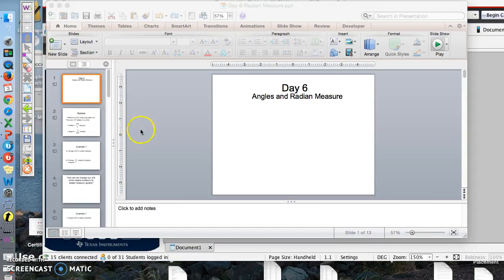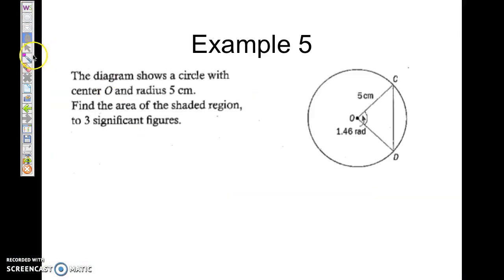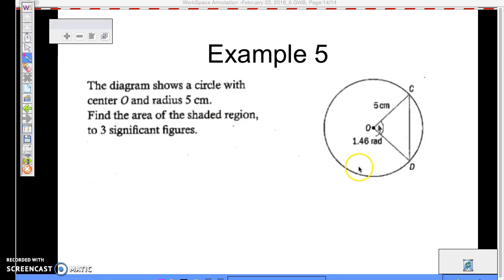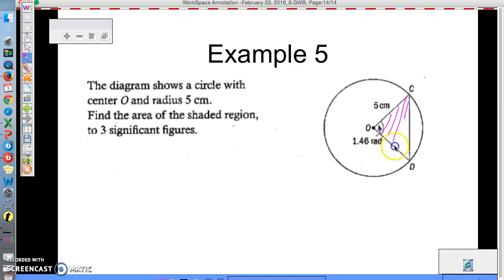All right, and the last one, I think we're going to leave this one for now. Let's see, find the area of the shaded region. I think this is supposed to be the shaded region, and I don't think we've done quite enough to solve this one, so we'll leave that for another day.